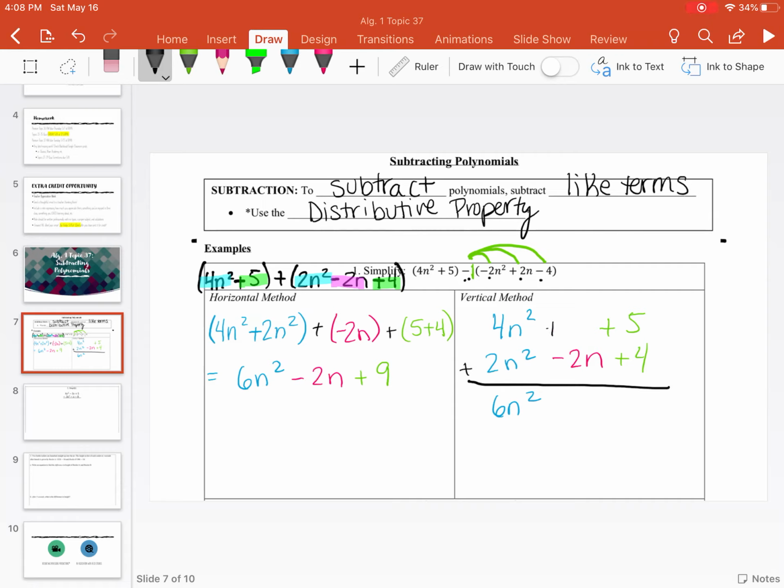That's the same thing as just a 0, so this is really 0n. So we're left with negative 2n when we combine those together, and then 5 plus 4 gives us 9.